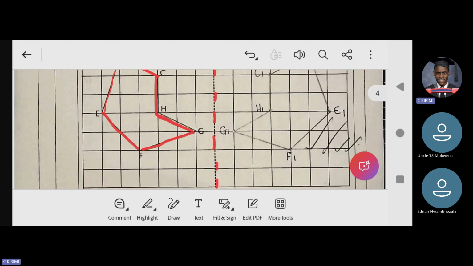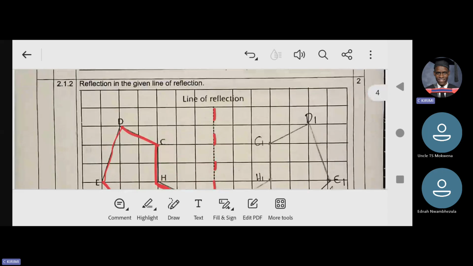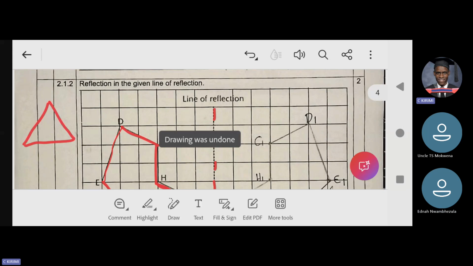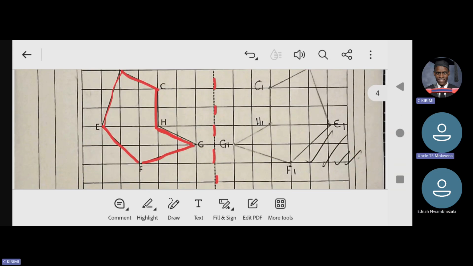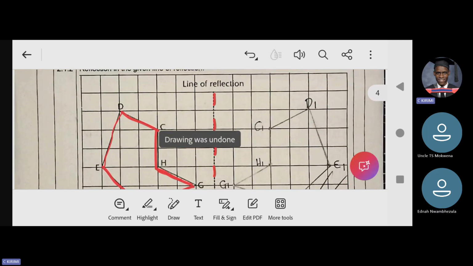But this one is a line of reflection, not of symmetry now. It's different. The line of symmetry goes inside the shape. For example, like this. A line of symmetry goes inside the shape. But the line of reflection does not pass through the shape. That is the difference. Do you understand now? Yes. The line of reflection does not pass through the shape, but the line of symmetry is inside the shape. Is it clear?